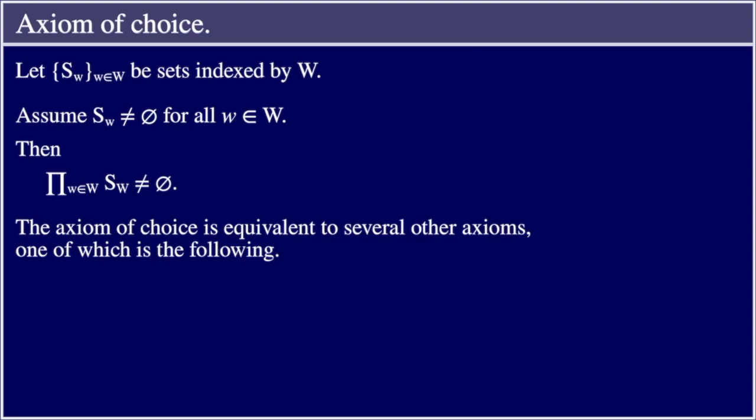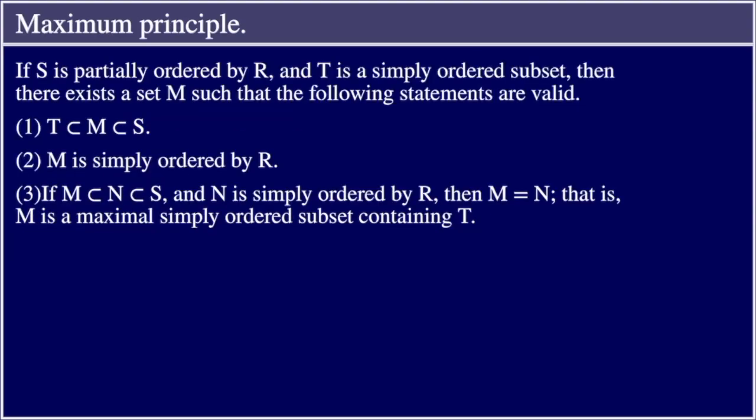The axiom of choice is equivalent to several other axioms, one of which is the following. Maximum principle. If S is partially ordered by R and T is a simply ordered subset, then there exists a set M such that the following statements are valid. 1. T is a subset of M is a subset of S. 2. M is simply ordered by R. 3. If M is a subset of N is a subset of S, and N is simply ordered by R, then M is equal to N. That is, M is a maximal, simply ordered subset containing T.